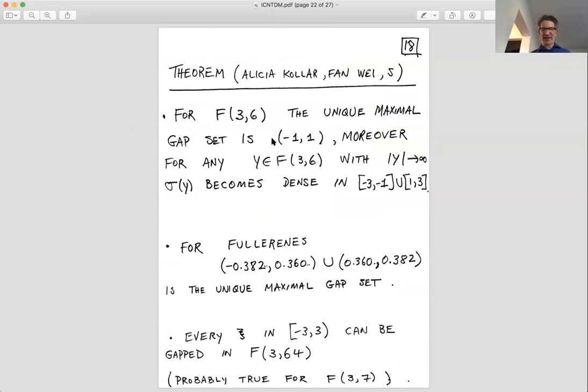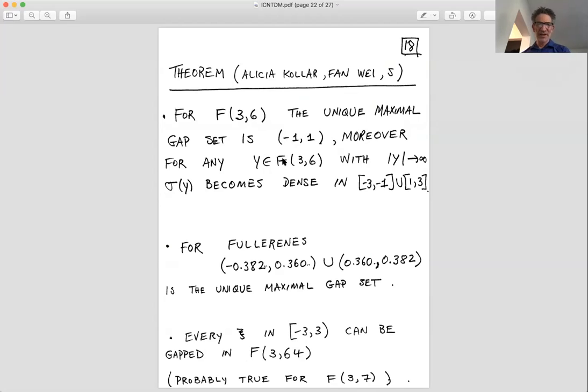You can still create a gap, and you can create that gap minus 1, 1. In fact, that picture that I showed you earlier was an example of an F36. So that sequence shows that you can gap minus 1, 1. But the remarkable thing is that's the biggest, and that's the unique maximal gap. Unlike 3-regular graphs, where this picture is very rich and complicated, here it's very simple. This is the unique maximal gap.